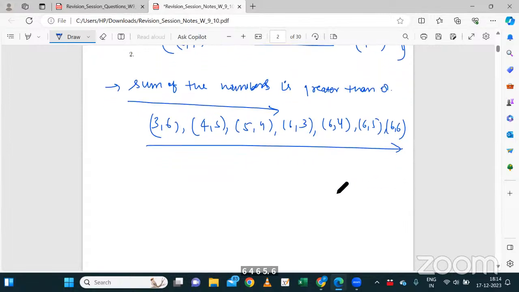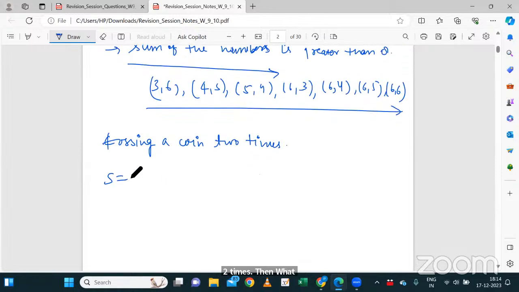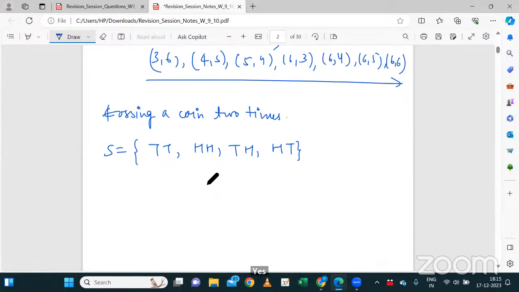Okay, let me take another example. Suppose I'm tossing a coin 2 times. Then what will be my sample space? TT, TH, HT, HH, right? Yes. This is the collection of all the possible outcomes.